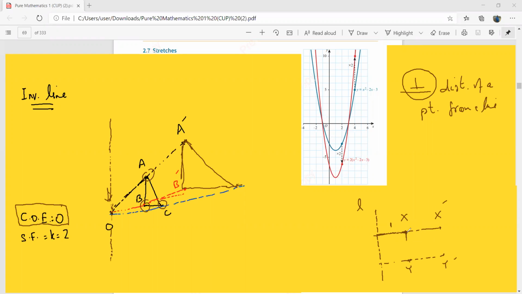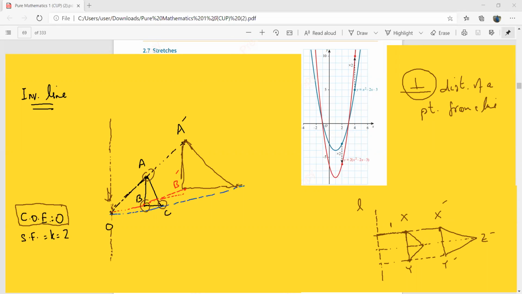And suppose there is a point over here, which is z. This triangle is like this. So you will double this distance as well. So your z dash would be coming here. So this triangle would look like this after a horizontal stretch.